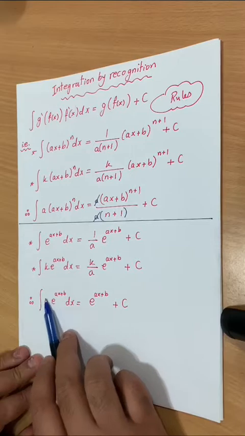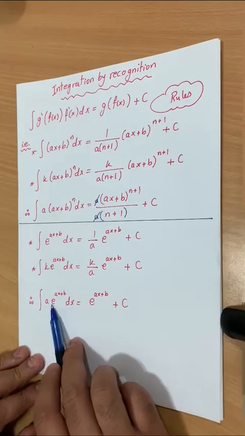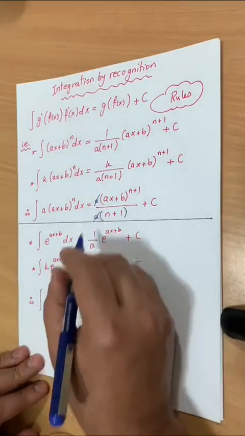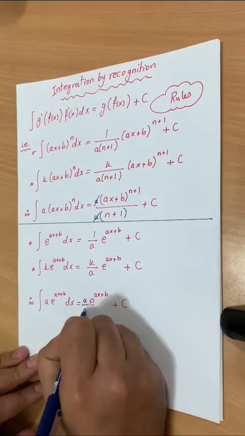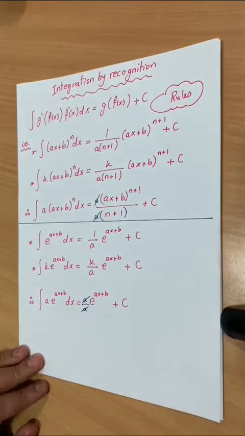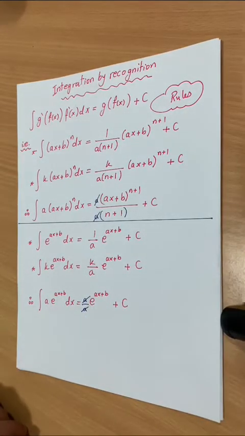And integration of a times e power of ax plus b: the derivative of the power is a. So as we did in the previous part, a over a, then a cancels a. And integration of e will be the same thing, plus c, because this is indefinite integration.